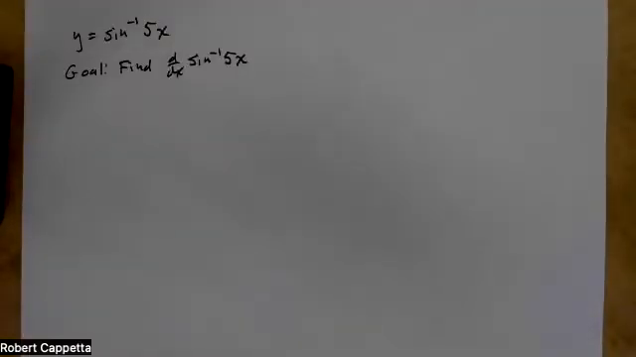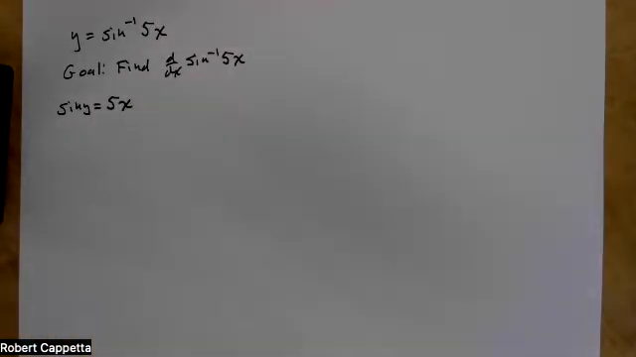All right, what I have here is y equals inverse sine of 5x, and I want to find its derivative. I'm going to appeal to an implicit derivative strategy. So if y is the inverse sine of 5x, how else can we write this? I'm going to say sine of y equals 5x.